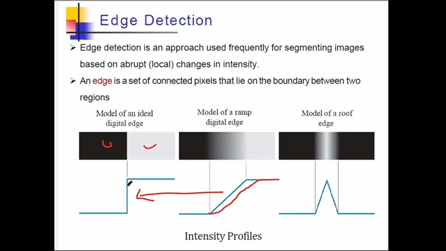So this is a single edge. This is the sharp edge. And here, this is all edge, which means the thickness of the edge is more. This is all considered as edge, so the thickness is more.